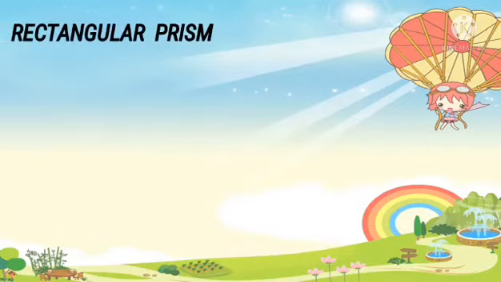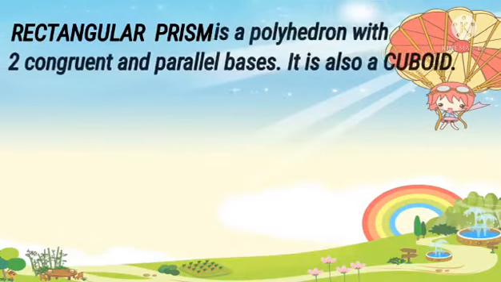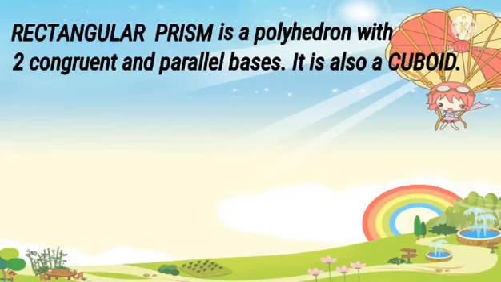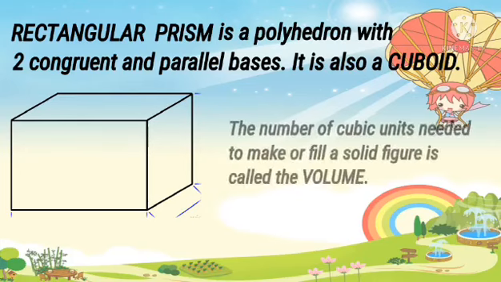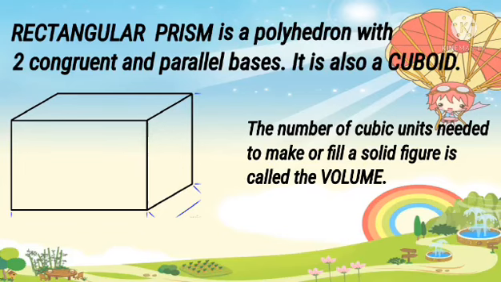Next we have the rectangular prism. It is a polyhedron with 2 congruent and parallel bases. It is also a cuboid. So this is a rectangular prism. Like the cube, it can also be expressed in cubic units. Then, the number of cubic units needed to make or fill a solid figure is called the volume.